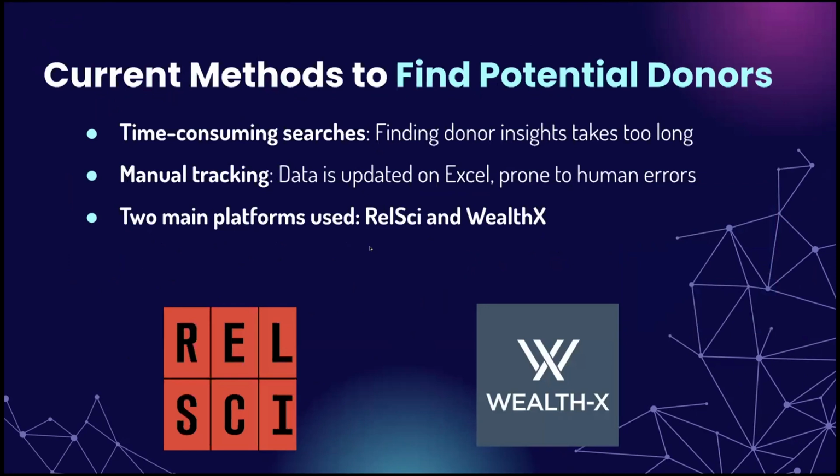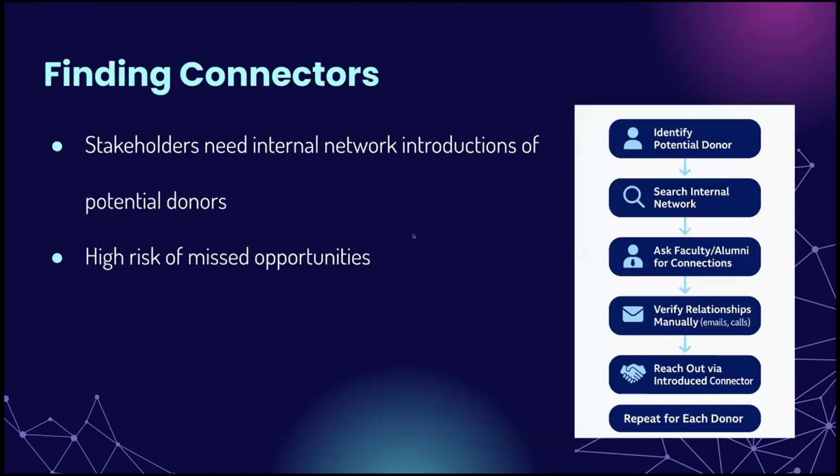So, current methods to find potential donors. Finding donor information is very slow because our stakeholders rely on time-consuming Google searches for every single donor, and then they keep that data in an Excel sheet. They mainly use two separate platforms, RelSci for mapping relationships, and WealthX for estimating net worth. But since these platforms are not connected, data becomes really hard to track.